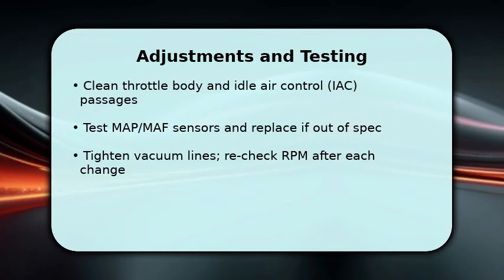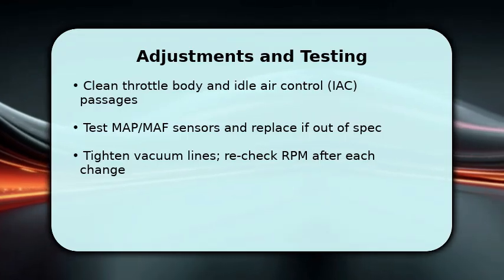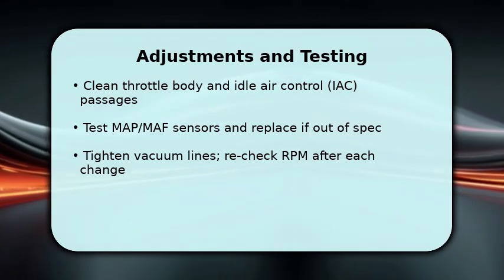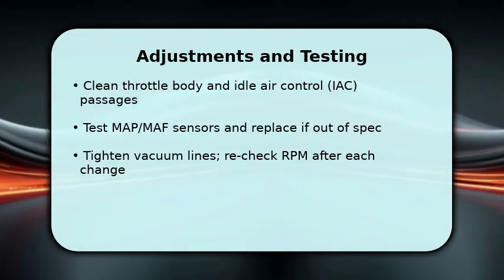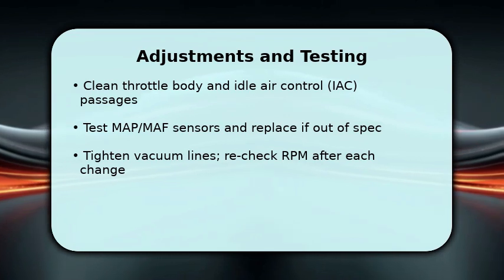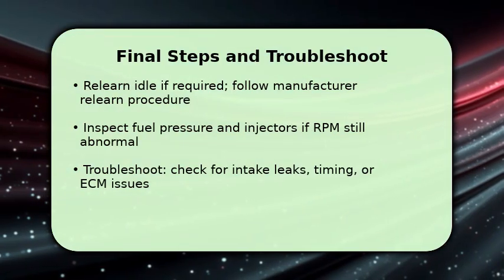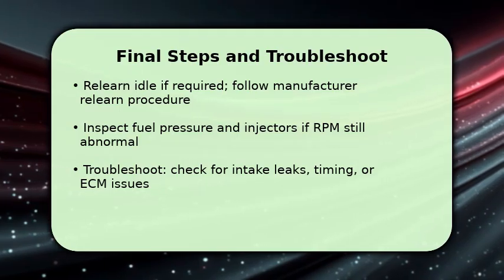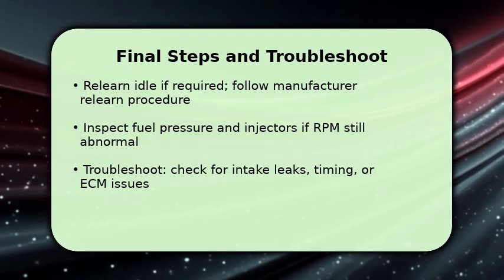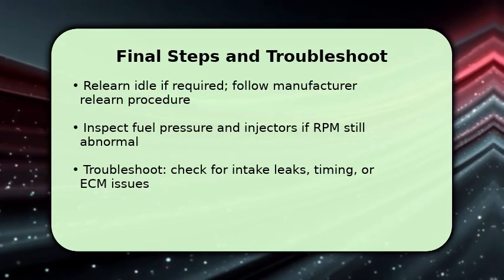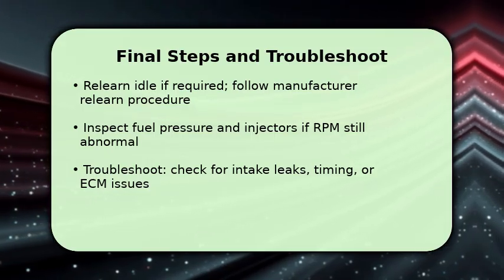Tighten or replace cracked vacuum hoses, and after each fix, restart the engine and record RPM to see if idle stabilizes before moving on. To finish, perform an idle relearn or reset the ECU per the vehicle's procedure so the engine control adapts to changes. This often resolves lingering RPM irregularities.